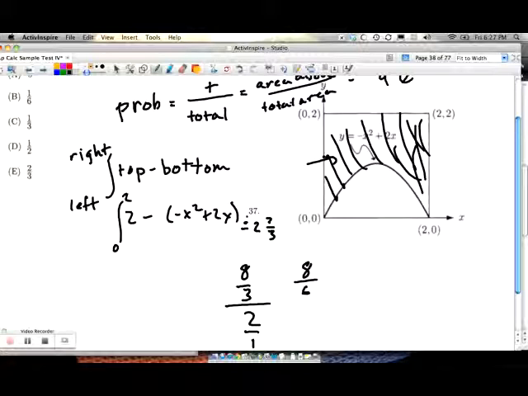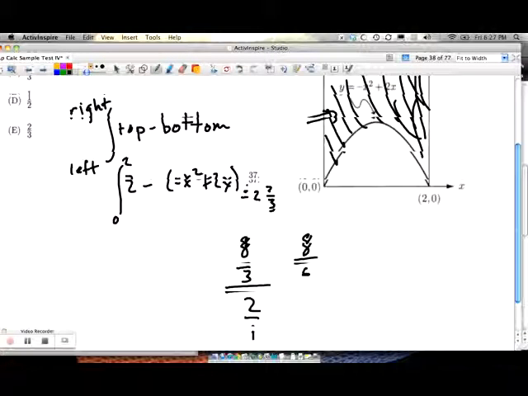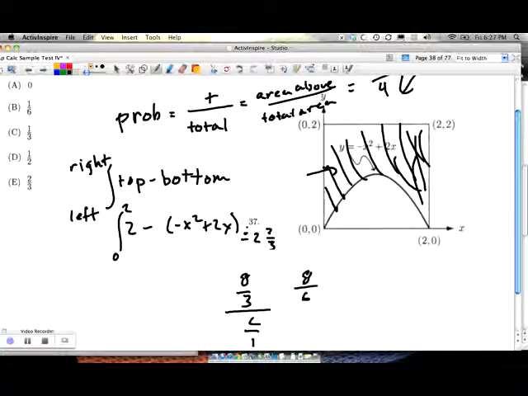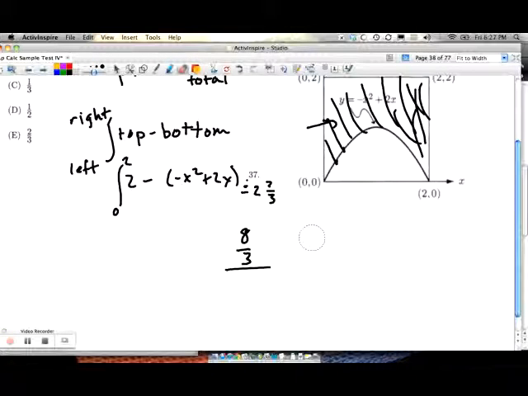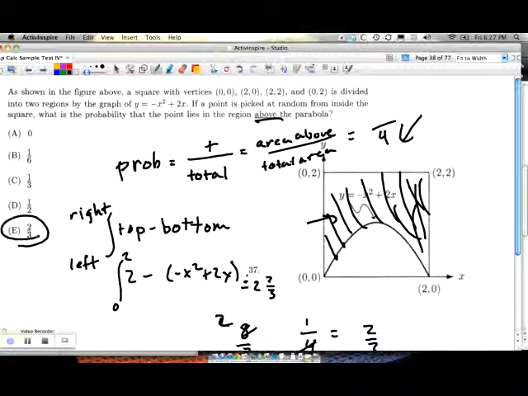That does not make sense. Oh wait, the whole area is not 2. The whole area is 4. So this is 8/3 over 4. When I flip and multiply that times 1/4, let's see if we can simplify here. 2 on top, 1 on bottom. It's really 2/3. That's kind of interesting. Simple answer, 2/3. E was our answer. You could probably have reasoned that just by looking at the picture, but that's a pretty cool problem there. Alright, that's it for this video.